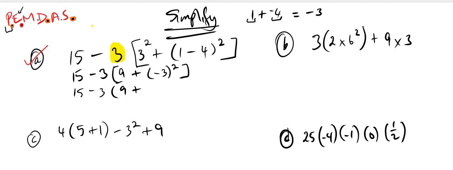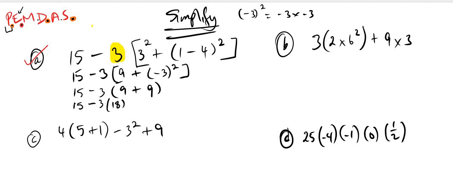What is the square of negative 3? Right? So we know that negative 3 squared literally means negative 3 times negative 3. And negative times negative is positive. And so 3 times 3 is 9. So that's going to be positive 9. And so we have 15 minus 3 times the quantity, 9 plus 9. What is 9 plus 9? 18. So it's 15 minus 3 times the quantity, 18. So everything in the bracket worked out to be 18.